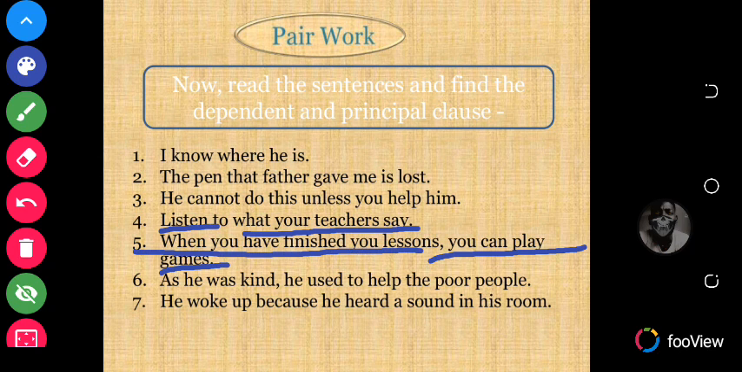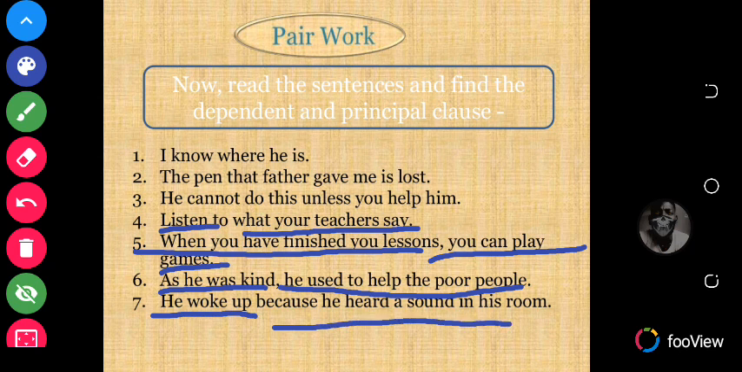Example 6. As he was kind, he used to help the poor people. So he used to help the poor people is the main clause, and as he was kind is the subordinate clause. Example 7. He woke up because he heard a sound in his room. He woke up is the main clause, because he heard a sound in his room is a subordinate clause.